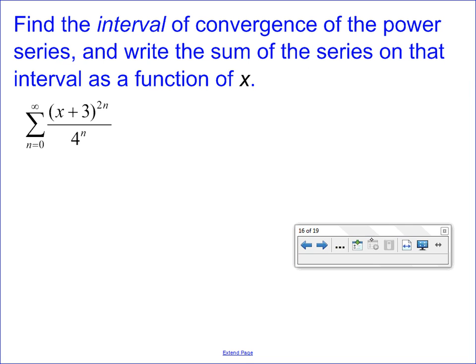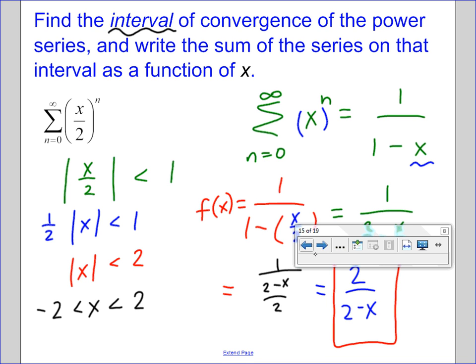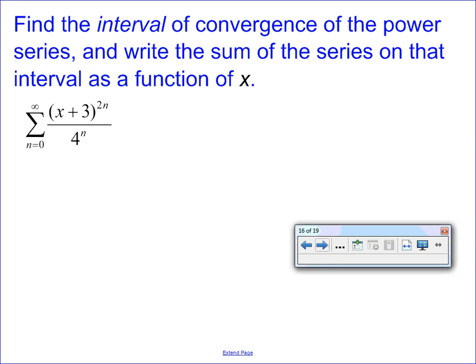Find the interval of convergence for the power series and write the sum of the series on that interval as a function of x. The key here is recognizing my original series definition and how it relates to my generic form of a power series. So how could we rewrite that to make it look familiar? Well, again, we could do the ratio test, but this looks geometric in nature. If we rewrite this definition, it will save us time and energy.